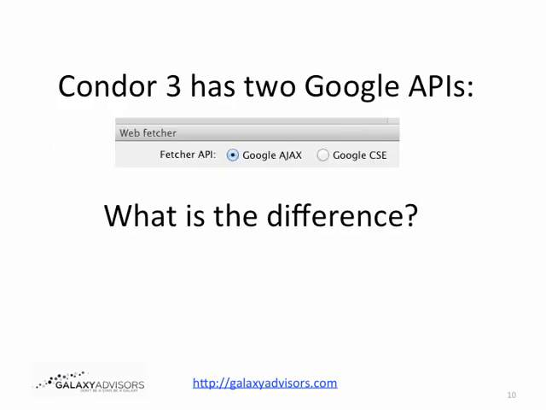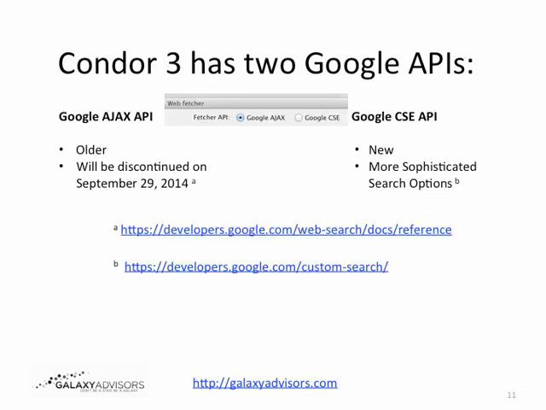Now, Condor has two Google APIs, Google AJAX and Google CSE. Question is, well, what is the difference? Well, the Google AJAX API is older, and it's been documented that it's planned to be discontinued on September 29th, 2014, or really in a few days. Whether or not Google's going to actually retire it, I'm not sure, but that's what is in the posted notice. In contrast, the Google CSE, their custom search engine API, is new, it's more sophisticated, and has more search options. For more details, again, see these URLs below the video under Show More.